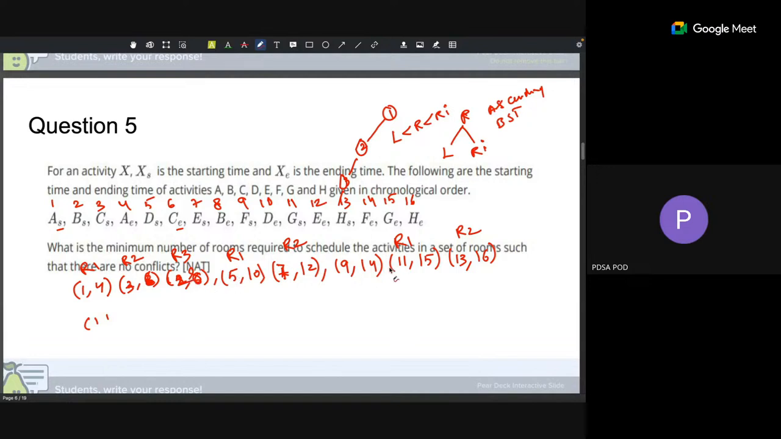And then after 8 is ended, yes, I can start from this. So that is R3. Only three rooms are required. Three rooms are required. It's over. Simple, clear. So that's it pretty much.